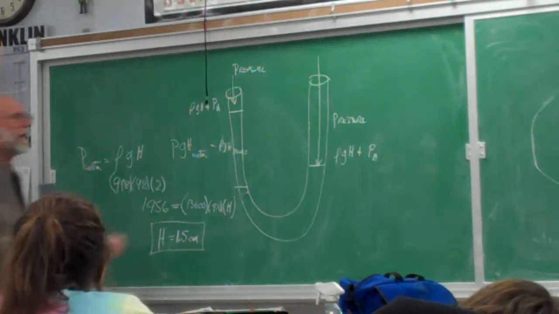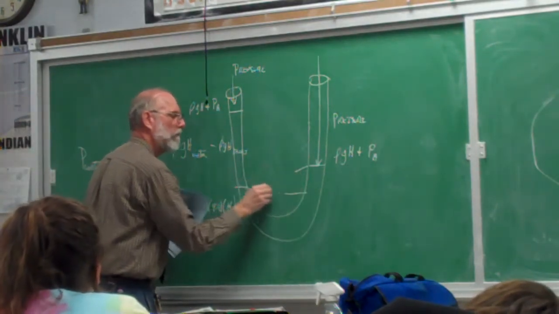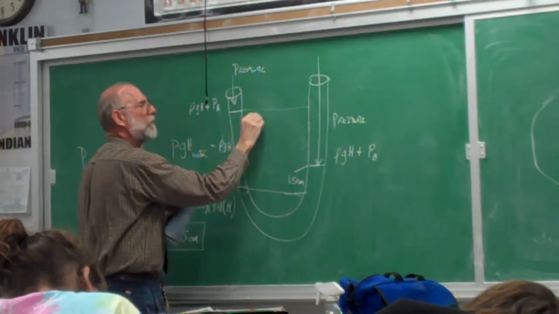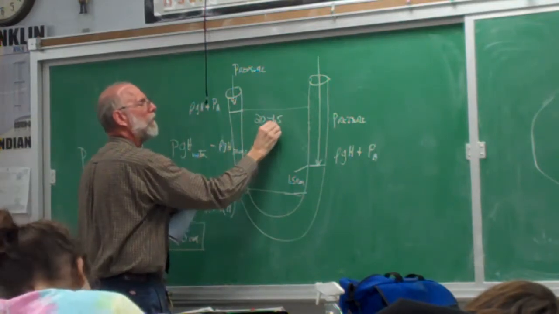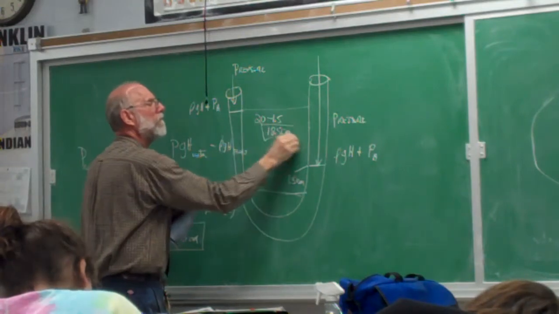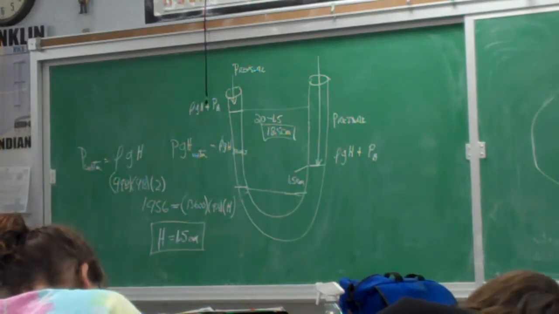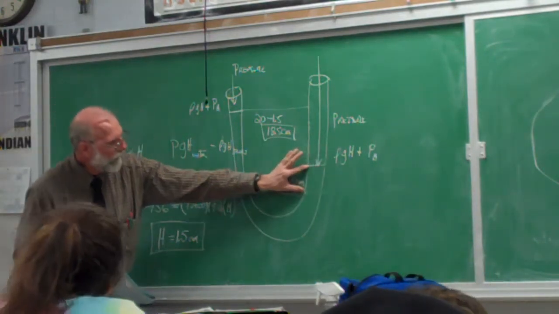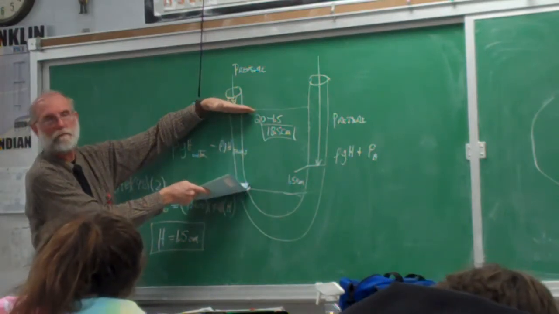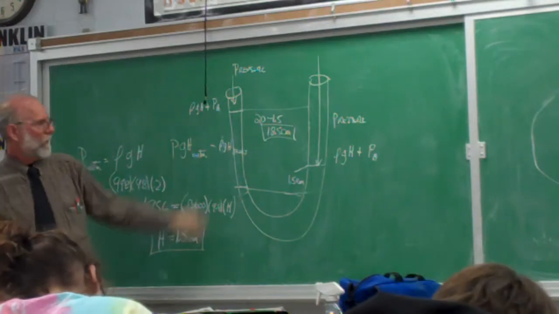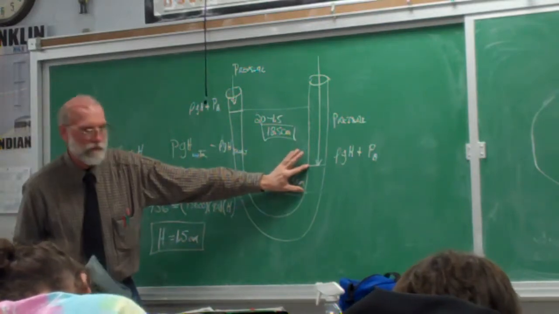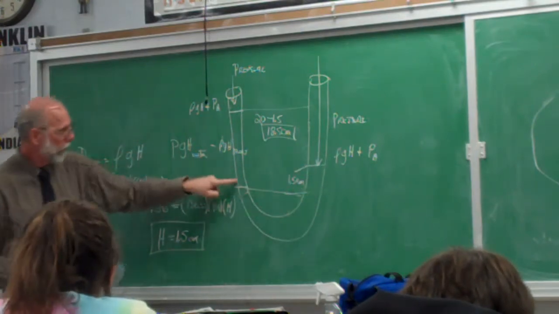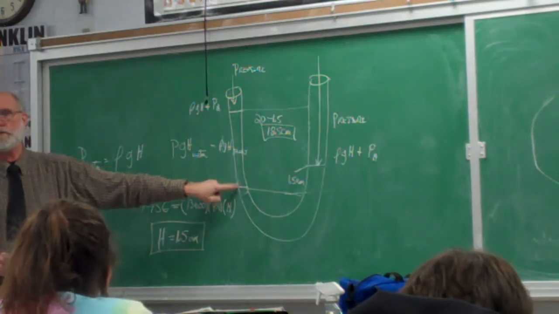That's the entire answer. Which means that this distance here is 1.5 centimeters. So this distance here is going to be 20 minus 1.5, which is 18.5. In other words, this right here is the same as that right there. The rho GH of the water is equal to rho GH of the mercury. But because the mercury is so much denser, you don't need much height to equal the pressure you get from this one with a much larger height.